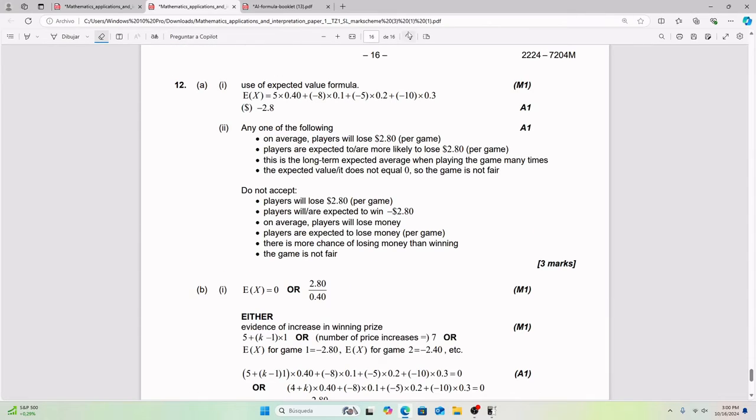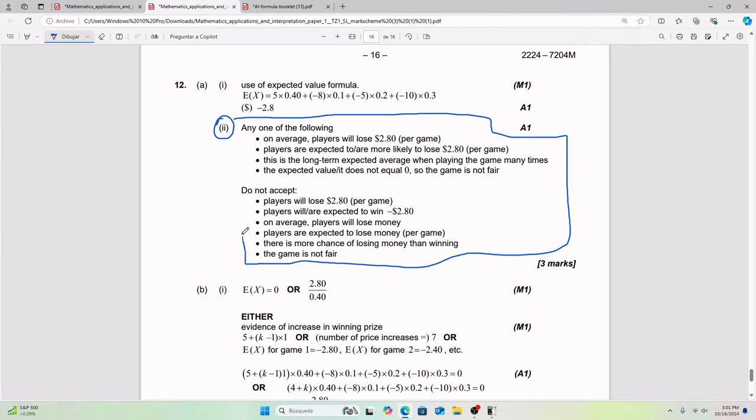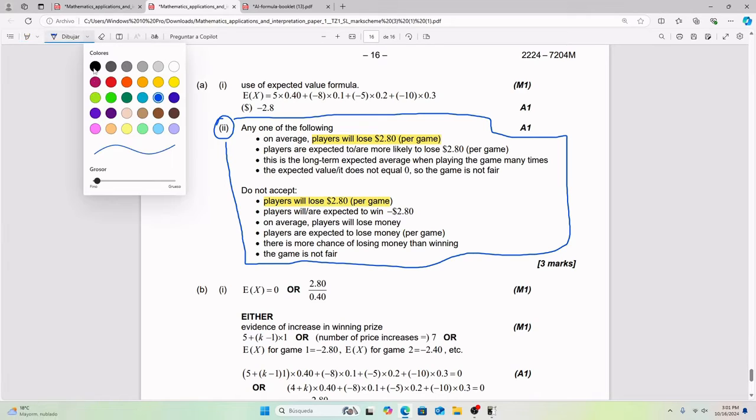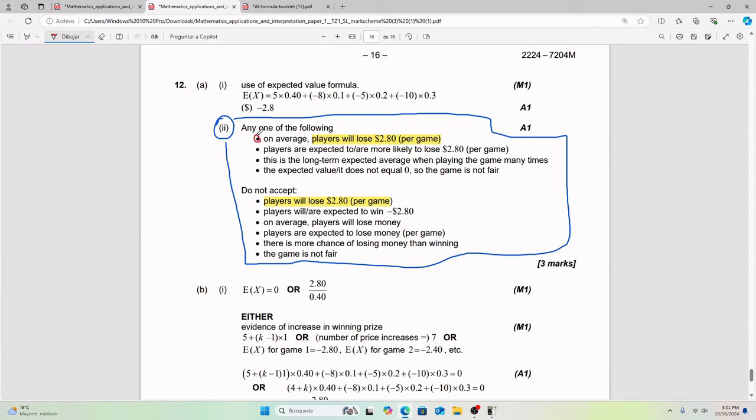And if we actually look at the answer key over here for part A double I, which is right there, I don't want you to, I mean, you can take your time and read all of them, but the main idea is, look at this. For this first bullet point, they say players will lose $2.80 per game, which is the same thing they say here. Now, the one up top, which I'm now putting in red, they accept, and the ones on the bottom you do not accept.